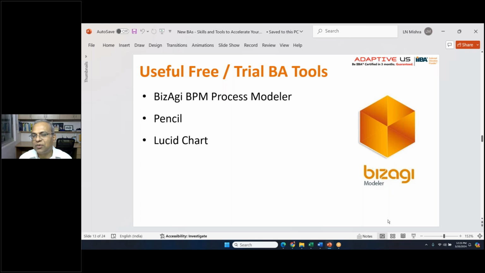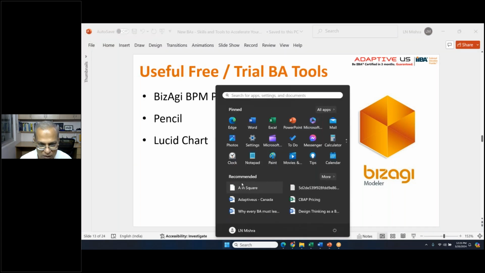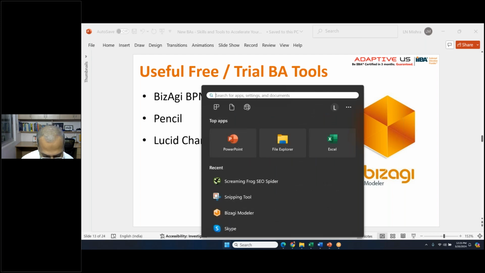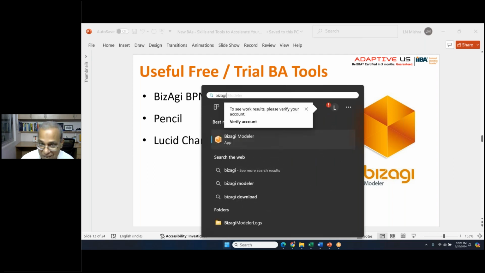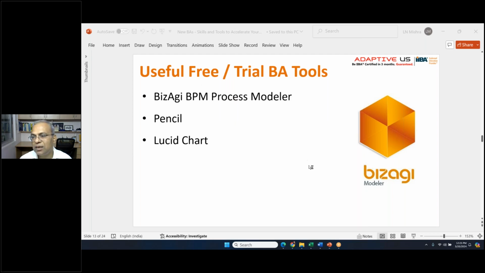Now we come to some tools that all of you wanted to see. One of the tools that I have been using for a very long time is the BPM process modeler. So let me see if I can pull up the modeler and show you how simple it is for you to develop business process models using this process modeler.